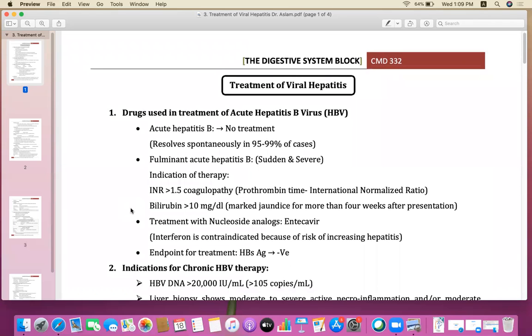What is the treatment protocol? Treatment with the nucleoside analog entecavir. Generally, entecavir is commonly used in the management of hepatitis B viral infections, including acute and chronic. It acts by the reverse transcriptase mechanism. So entecavir is a reverse transcriptase inhibitor from the nucleoside category.